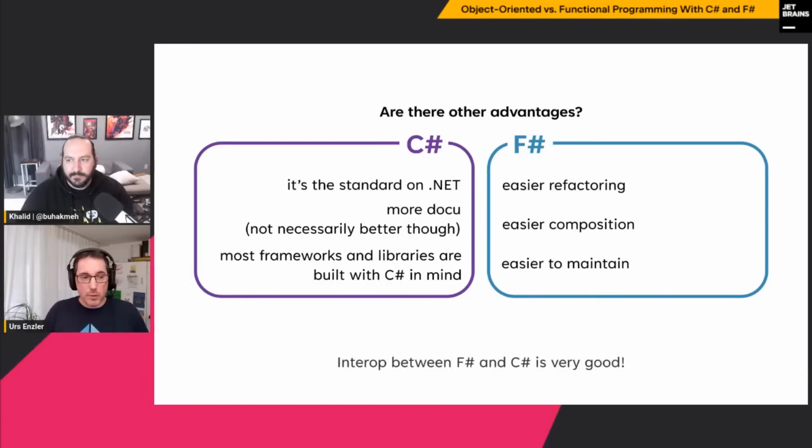But the most important thing here is that interop between F# and C# is really great. So you can call C# from F#, you can call F# from C#. It's a little bit the rougher way, but it works. And we use it a lot in our system because we have both languages. So just use the language that better fits your problem. You can use both in one solution.